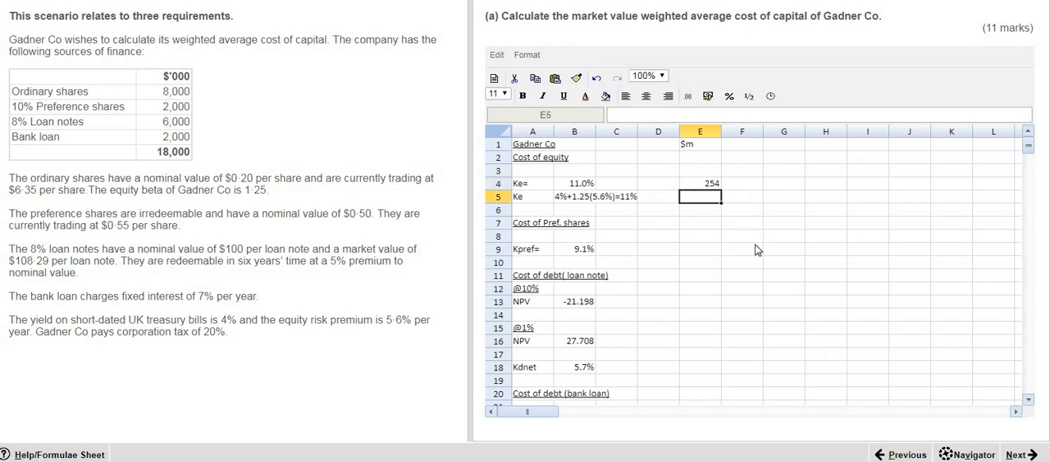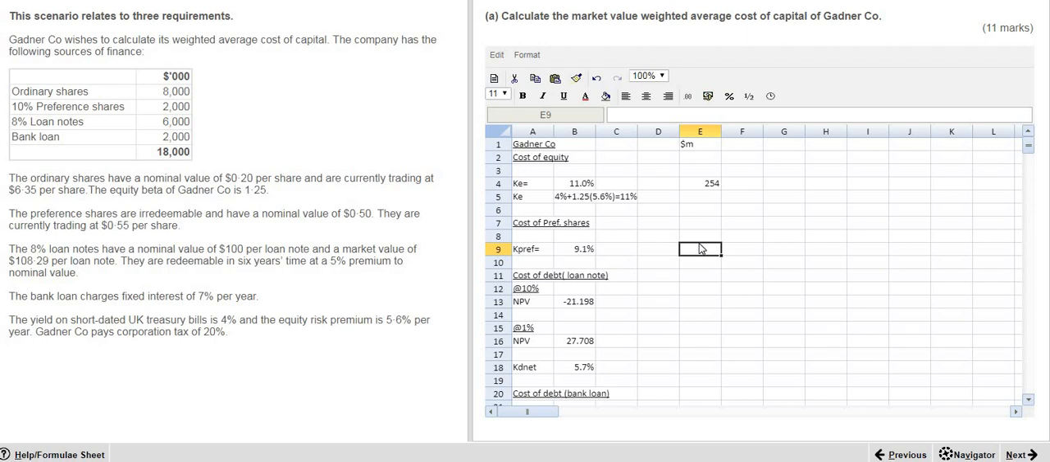So that's 254 million. Okay, so that's the market value. All right, we'll go to the next one. Cost of preference shares, we just multiply the market value of the preference shares by the number of preference shares. Did they give us the number of preference shares? No. So we use the same approach, right?